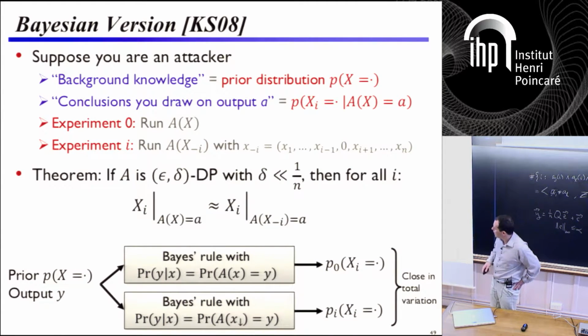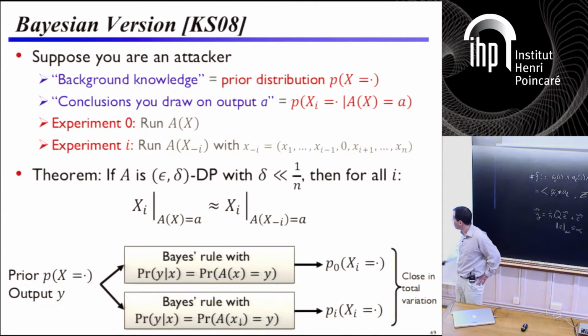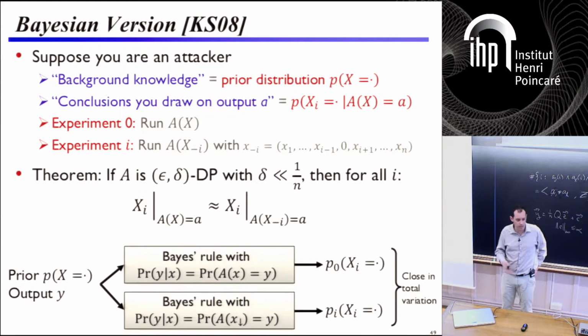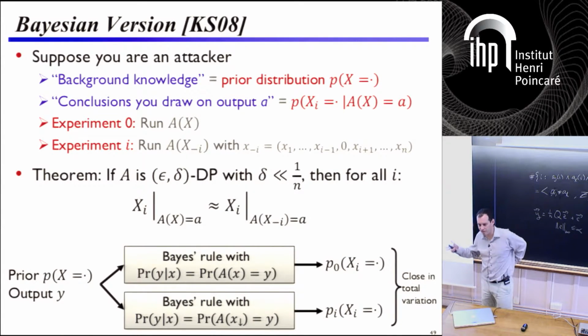And the statement is that if the algorithm is differentially private with delta sufficiently small, then these two posterior distributions are actually close. And they're close in essentially whichever metric you want to use. They are close in some multiplicative metric, which implies closeness in total variation distance. Okay. This type of statement does not hold if you try to use, say, mutual information as a measure of information leakage, or total variation distance as a metric on probability distributions.